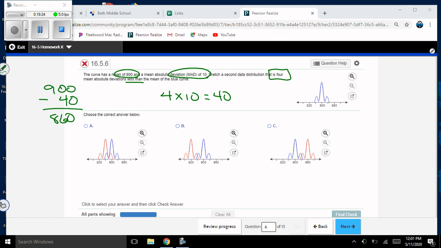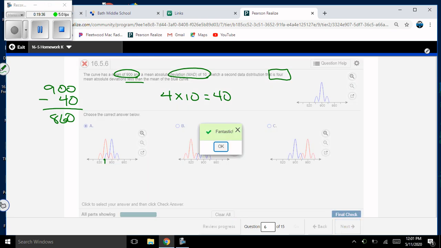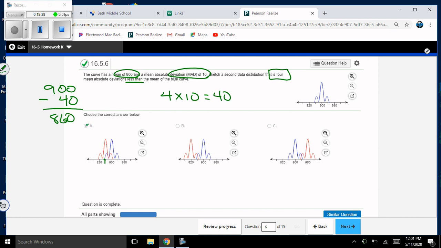860. So if I look at this one right here, it looks as if that one, A, is going to be it, the red one's at 860. Okay? Check. We're good to go. That should conclude 16.5.